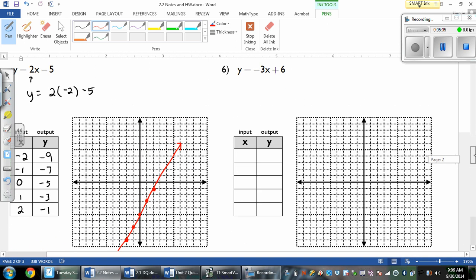When you come back, I will show you a way to use your graphing calculator to check to make sure your table is correct. Okay.